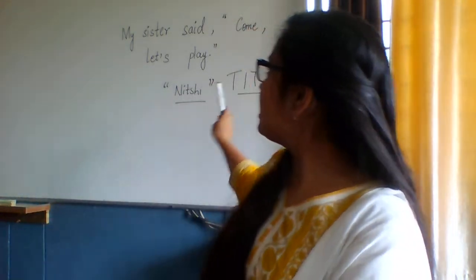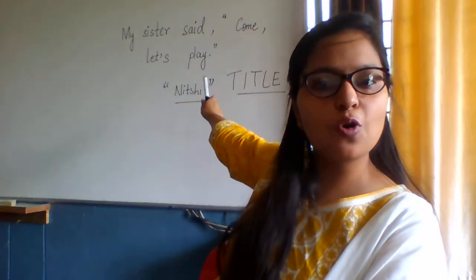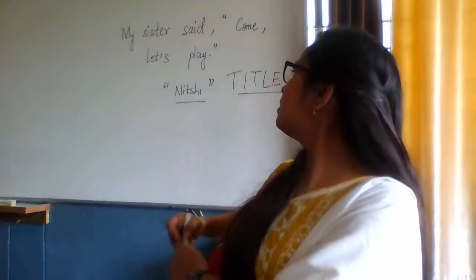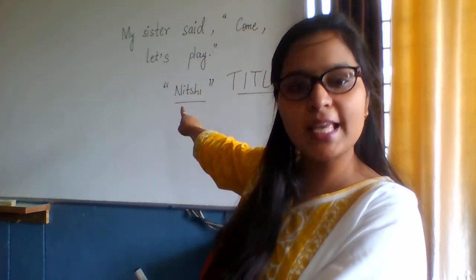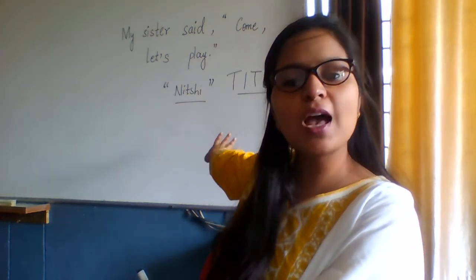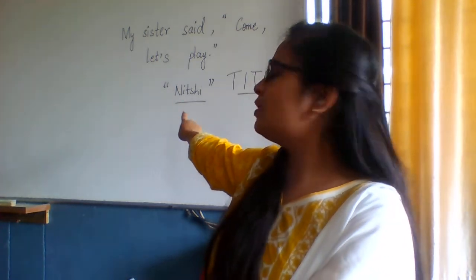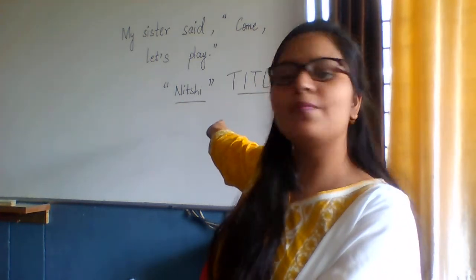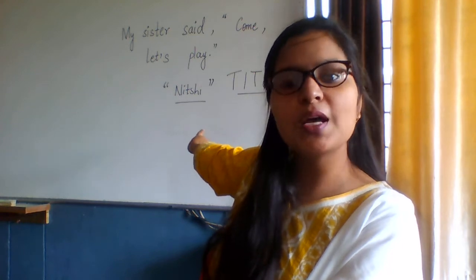So when you're telling that something has been conveyed, the exact words, whatever ma'am said, exactly that, you are telling your parents, then you use inverted commas. Okay, see, inverted commas begin and inverted commas closed. Okay, so there I have enclosed my name with the inverted commas. Nitshi I have written, then I have begun the name with inverted commas and I have closed the name with inverted commas. So this is how you do it.